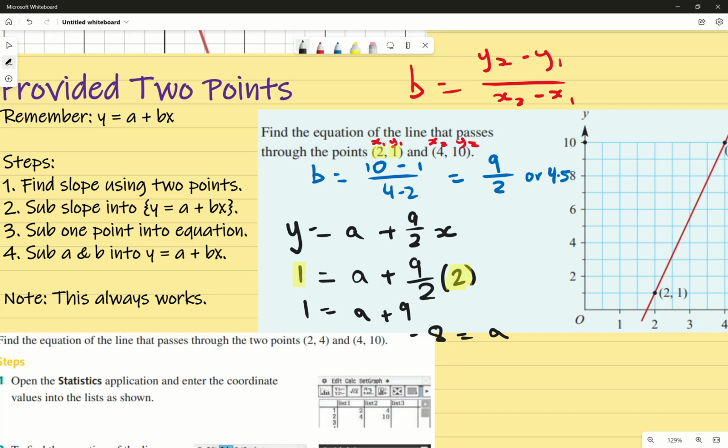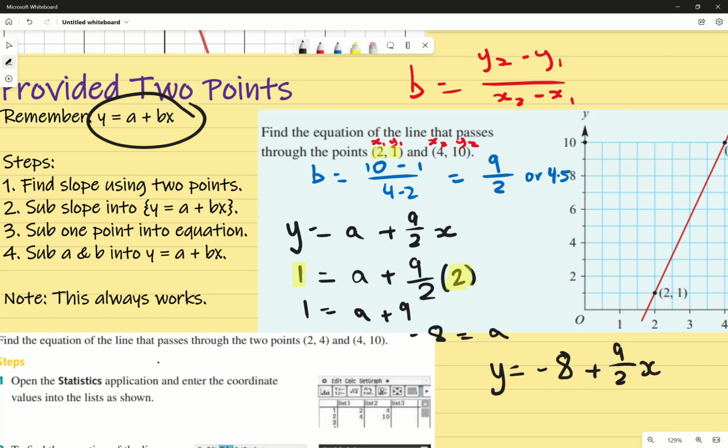So we've got all of the information. So that's y equals, and I'm following this one right here. Remember, it's always y equals blah, blah, blah, so we're leaving it as y. Equals a, which I know is negative 8, plus b, which I know is 9 over 2.